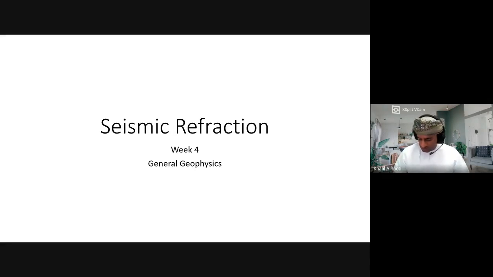This is a new chapter. It's different than the seismology. It has a lot of application in mining, in civil engineering, and in agricultural studies as well. So the refraction technique is useful, but it's not used in the oil industry. The seismic technique which is used in the oil industry is actually seismic reflection.